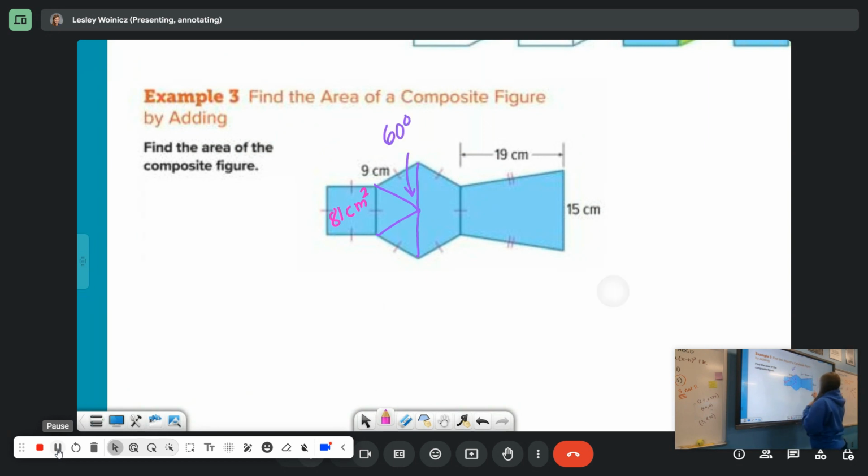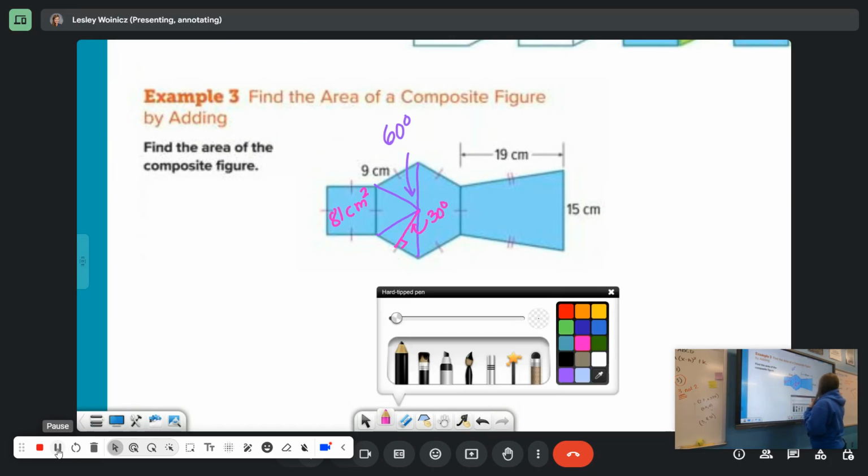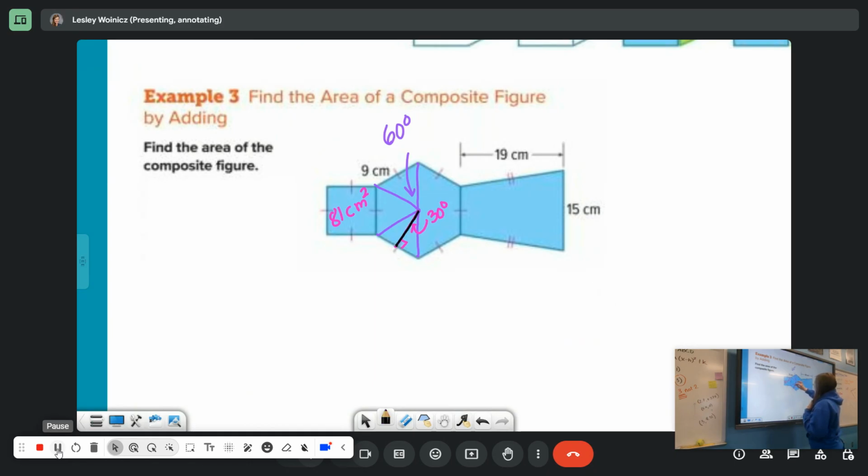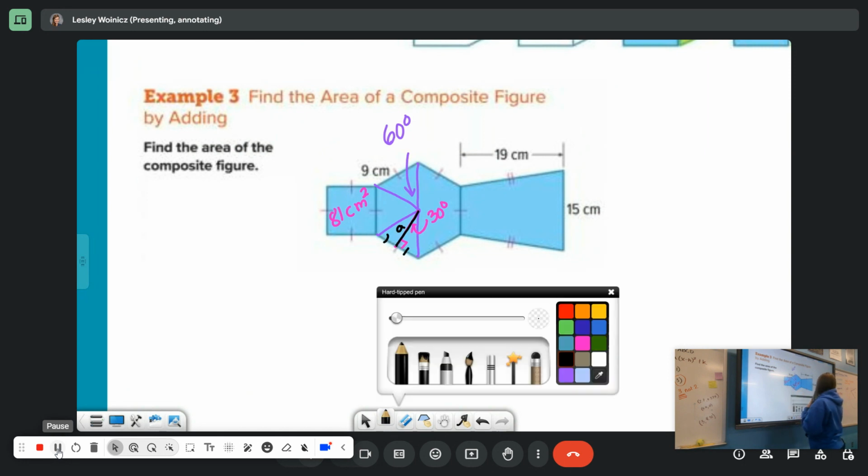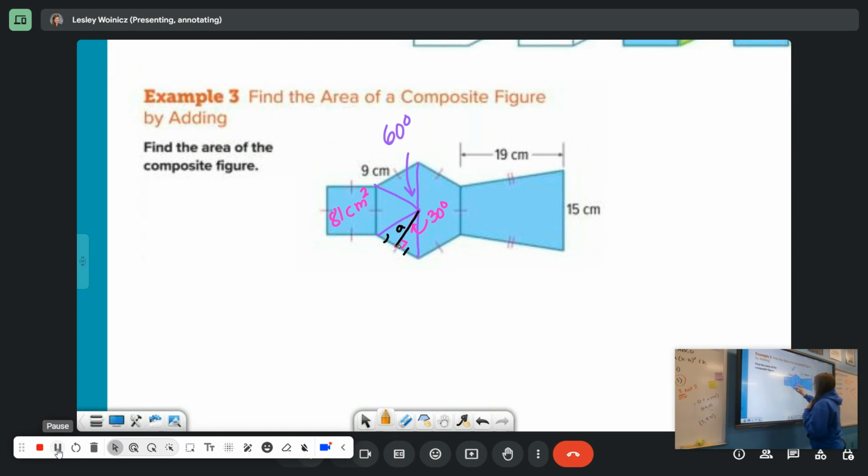When I draw in my apothem, that 60 degrees gets chopped in half, creating a 30, 60, 90. So this is now 30. Adjacent to my 30-degree angle is the apothem. Remember that my apothem is also bisecting my side, so if the entire side is 9, then half of that side is 4.5.